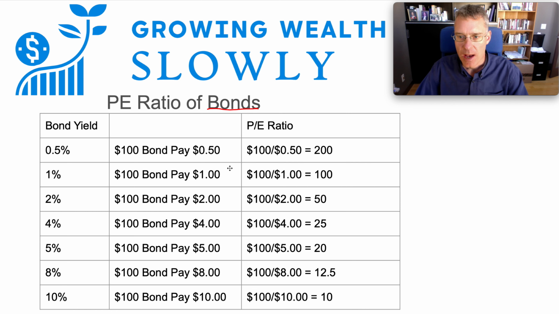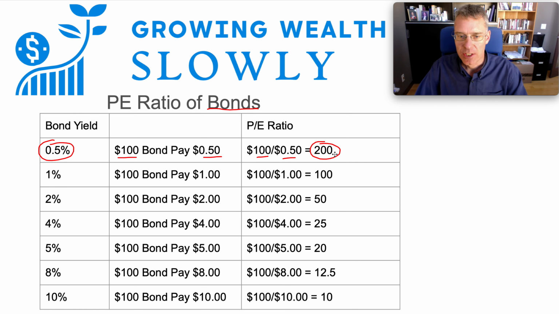Back in the heart of COVID, when interest rates were super low, you might have to buy a bond and only get maybe 0.5%. So 0.5% on a bond means if you paid $100 for a bond, you're only getting 50 cents per year. So you can do a price to earnings. You're paying $100 as the price you pay for the bond and you're only getting 50 cents. So that leads to a ginormous P/E ratio of 200.